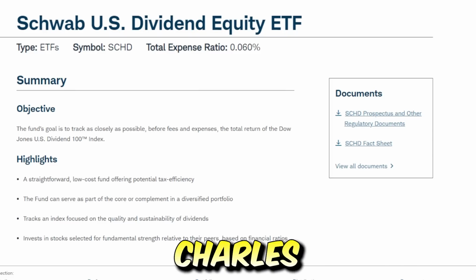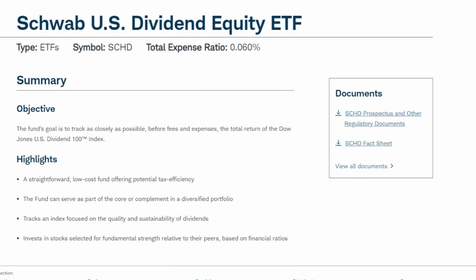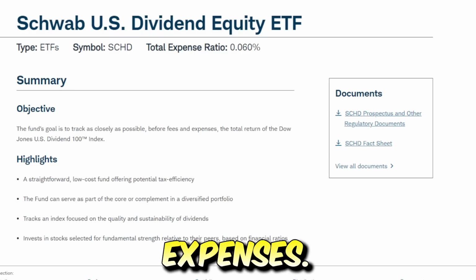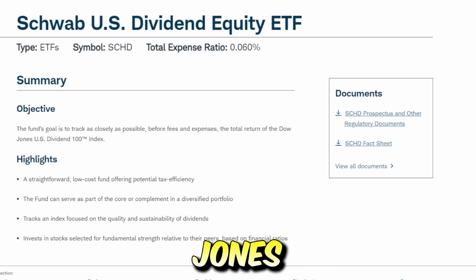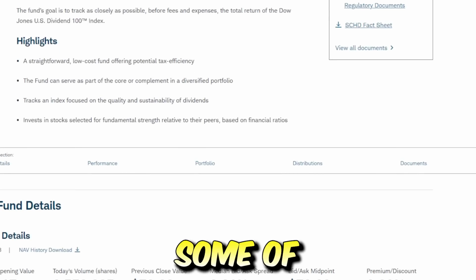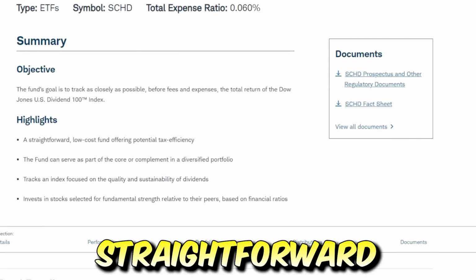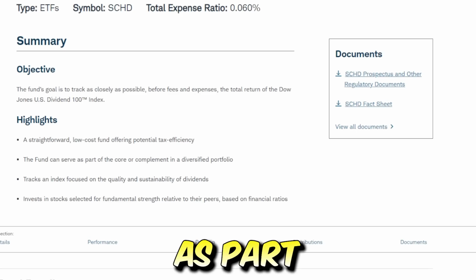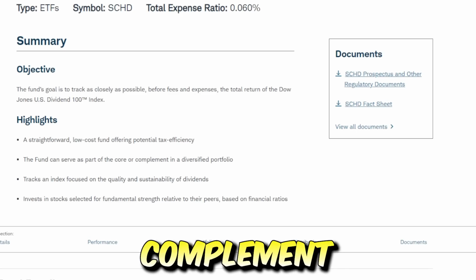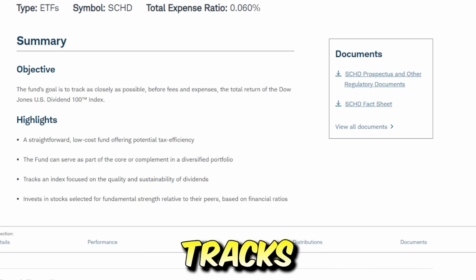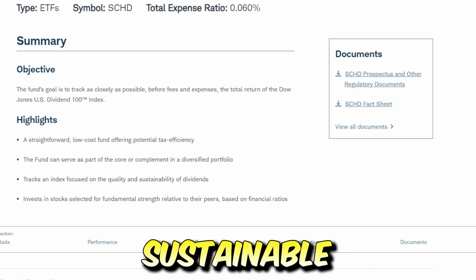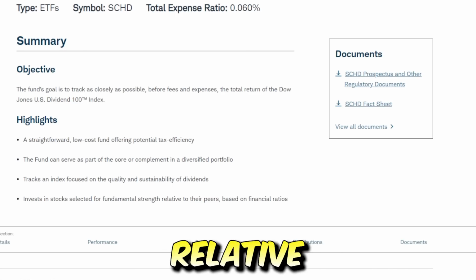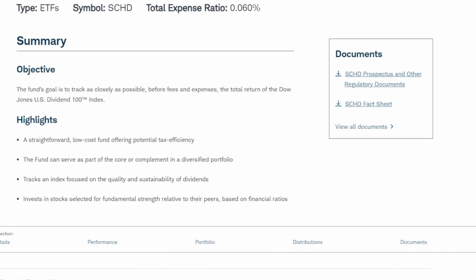Now, right here on the Charles Schwab website, it says that SCHD's objective is that the fund's goal is to track as closely as possible, before fees and expenses, the total return of the Dow Jones US Dividend 100 Index. Some of the highlights are that it's straightforward, low cost, and offers potential tax efficiency. The fund can serve as part of the core or complement in a diversified portfolio, tracks an index focused on quality and sustainable dividends, and invests in stocks selected for fundamental strength relative to their peers based on financial ratios.